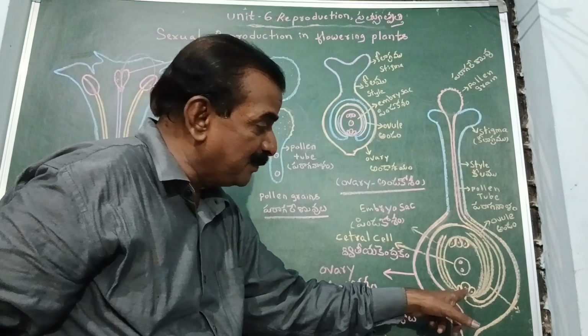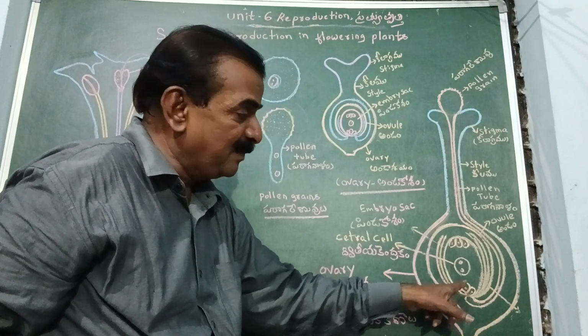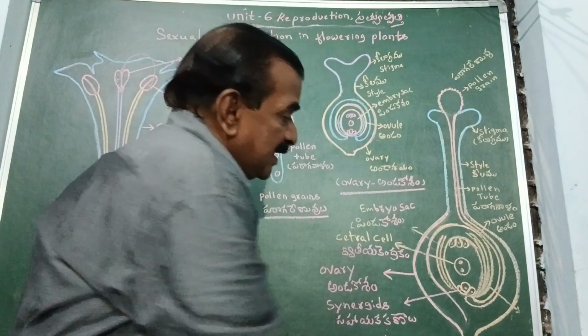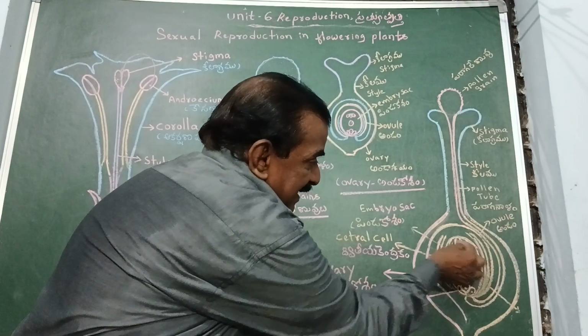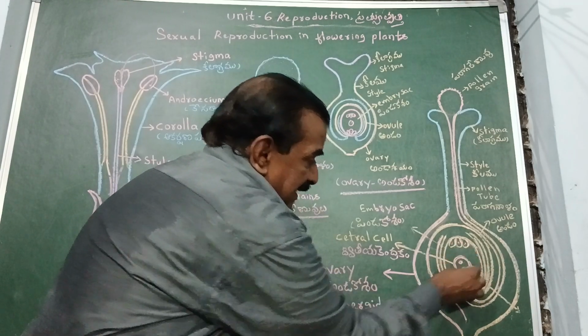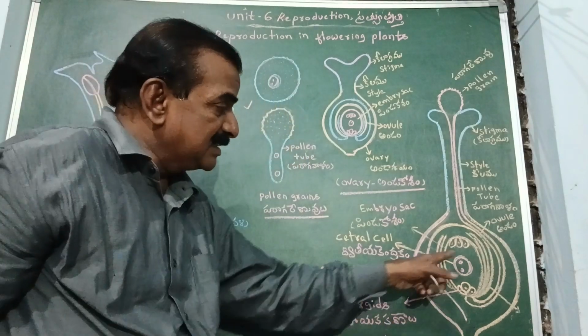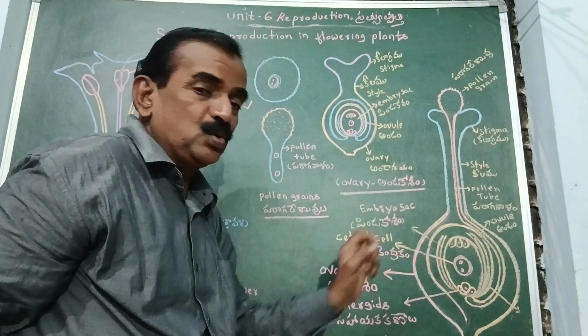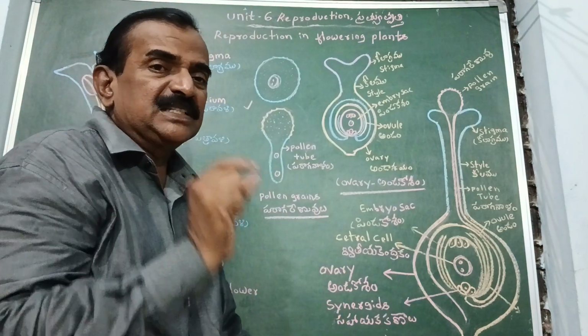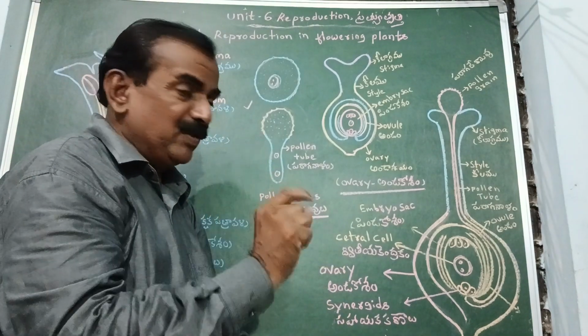The central one is called the egg cell. On either side of the egg cell we see 2 helper cells, and these are called synergids. At the center we can see a big cell called the central cell. It consists of 2 nuclei, and these 2 nuclei are called polar nuclei. That is a brief description of the embryo sac.